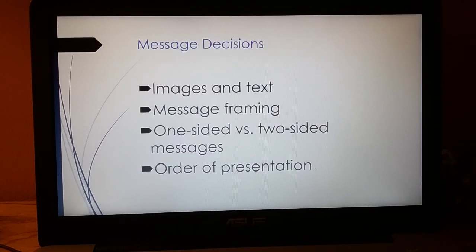Okay, so there are some message decisions. How are you going to do it? Images and text, or this idea of message framing. We're going to go through these one by one. One-sided versus two-sided, and then the order of presentation.